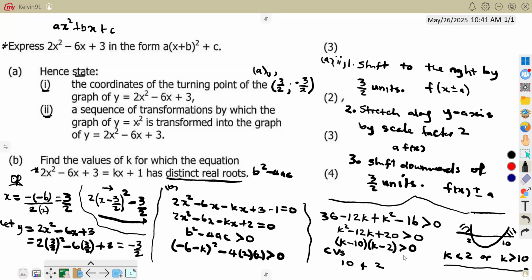You can use any other method. You can use that one of making a table of values to solve the inequality. You can use a number line, whatever method that you are comfortable with. Thank you very much.